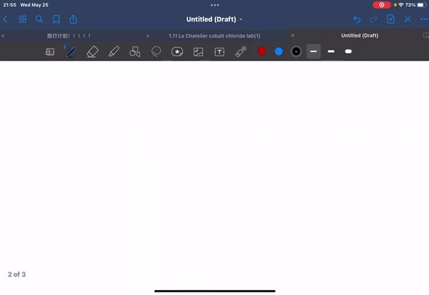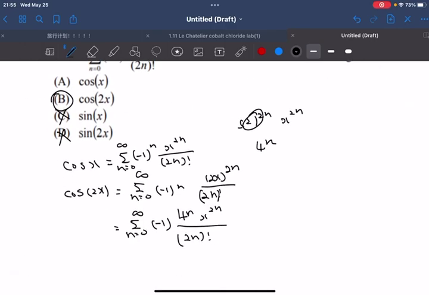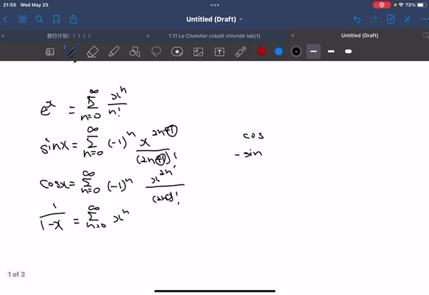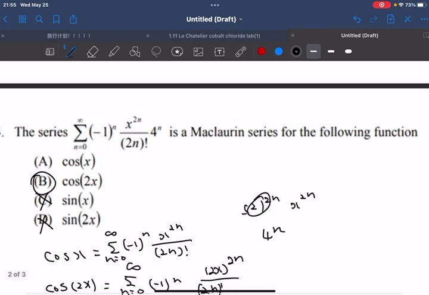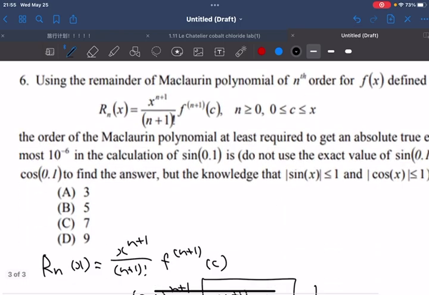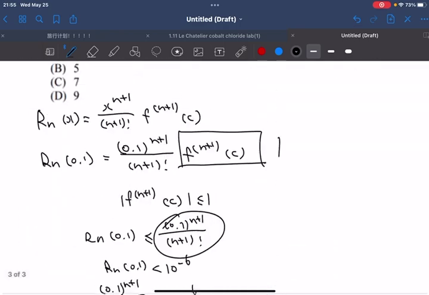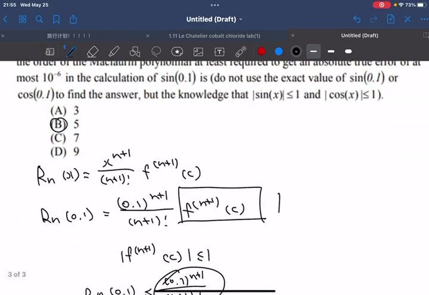So using the formula from before, we can see that sin x can only contain odd terms, like it has 2n+1, so there's only odd terms in it. So the smallest odd term greater than or equal to 4 should be 5. So this question's answer should be 5. That's all. Thanks.